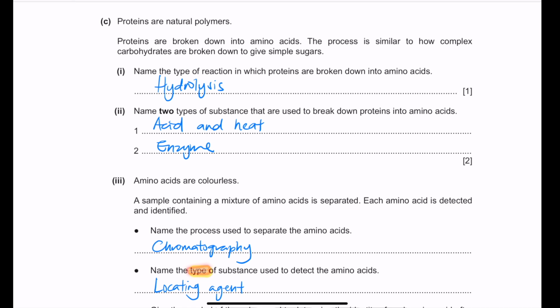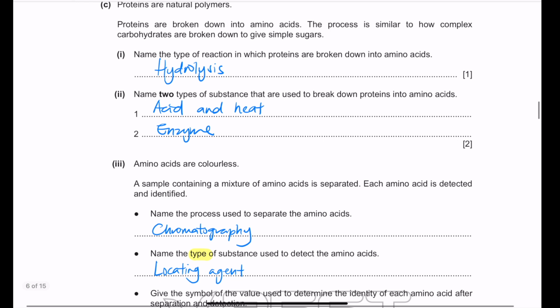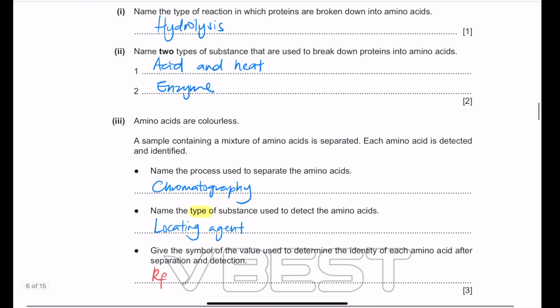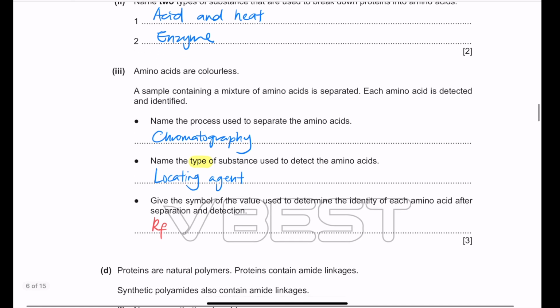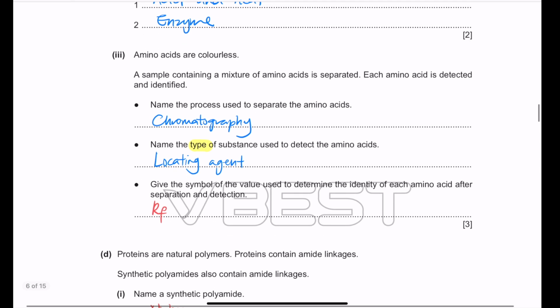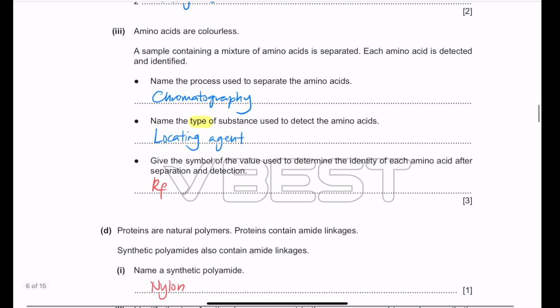Okay. So, and then the symbol of the value. Okay, so it will be the Rf value. So next one. Okay, examples of synthetic polyamide: nylon. So please make sure you remember the examples of synthetic and natural polyamides and polyesters. Okay, popular questions in the exam.